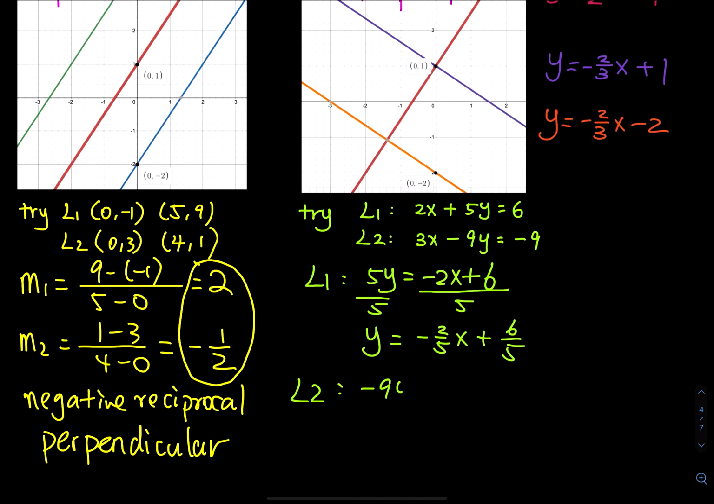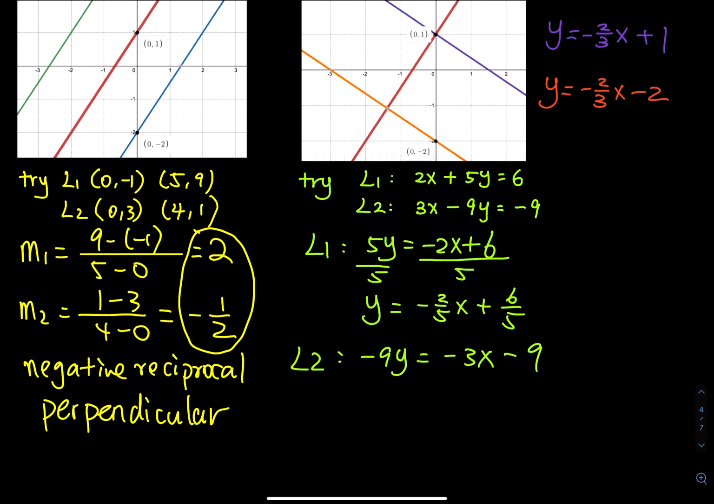All right, and then L2: negative 9y equals negative 3x minus 9. Divide both sides by negative 9. Y equals negative 3 divided by negative 9, so that is a positive 1/3 x. And then negative 9 divided by negative 9 is a positive 1.